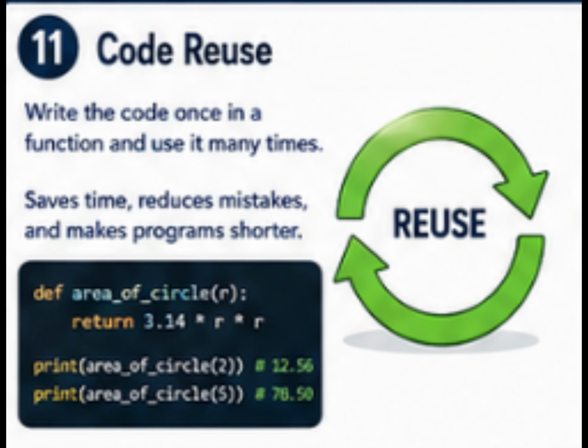Code reuse is one of the biggest reasons programmers use functions. In the area of a circle example, the formula is written only once inside the function. Whenever you want the area for a different radius, you simply call the function with a new value. The function performs the same calculation each time, saving time and preventing mistakes.